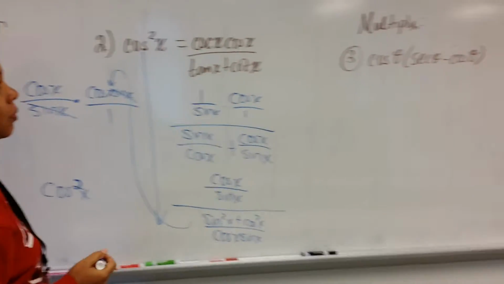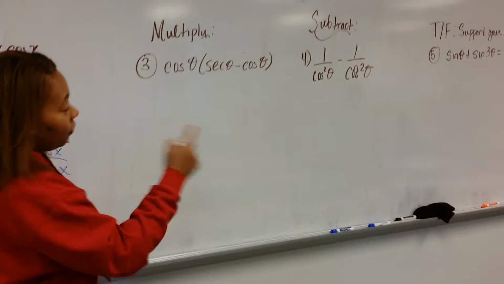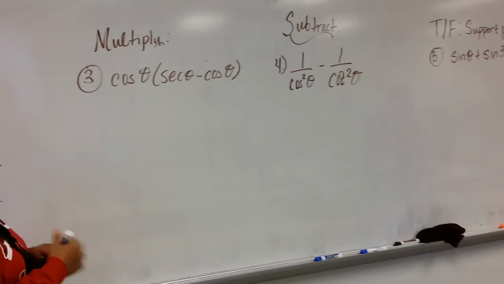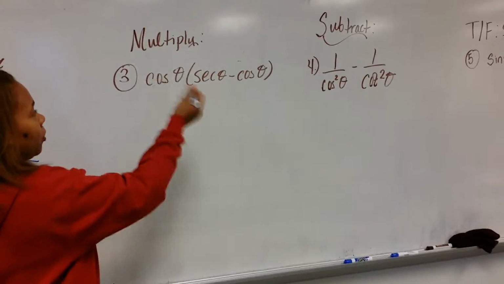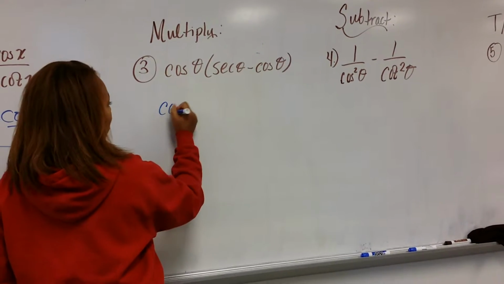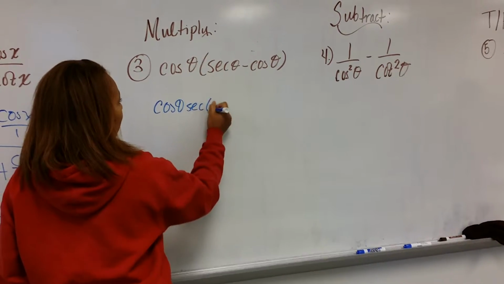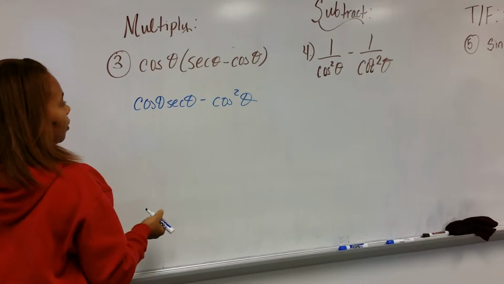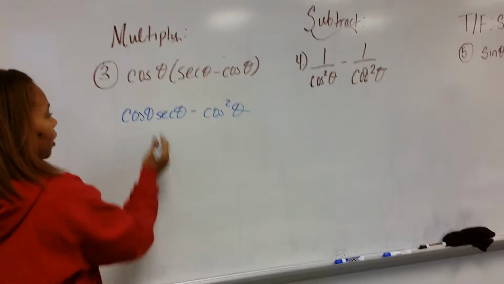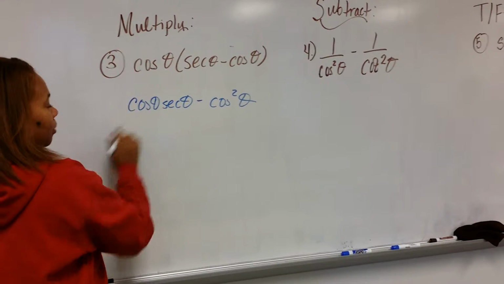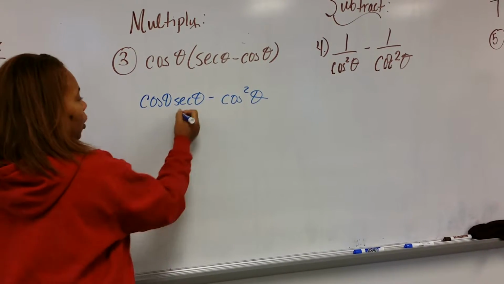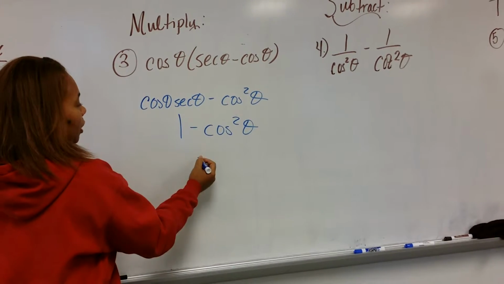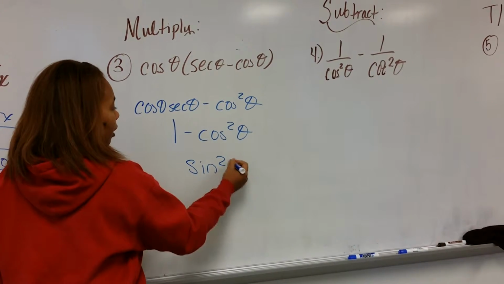Okay? 3 and 4 and 5 deal with algebra in the trigonometric form, so make sure you review your notes on that. So here we're going to multiply. This becomes cosine theta secant theta minus cosine squared theta. And then we'll simplify this because they are reciprocals of one another. So I can rewrite this as 1 minus cosine squared theta, which becomes sine squared theta.